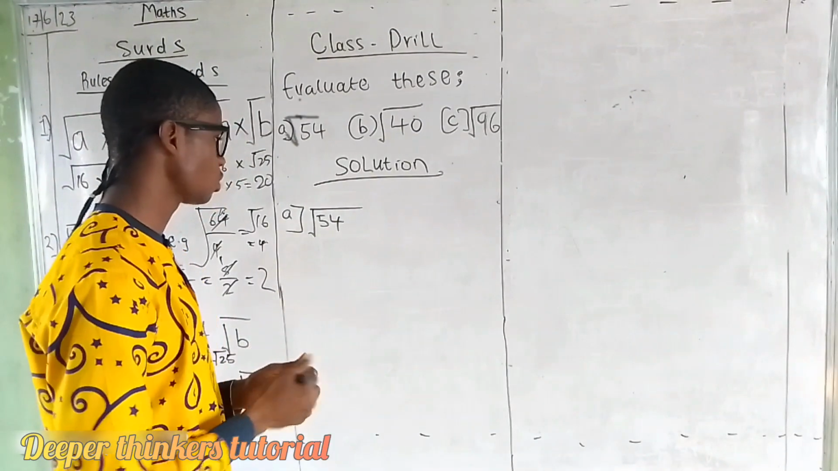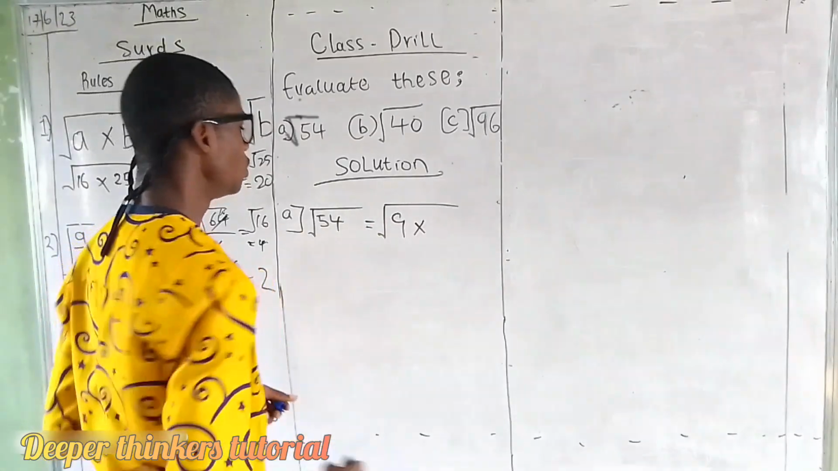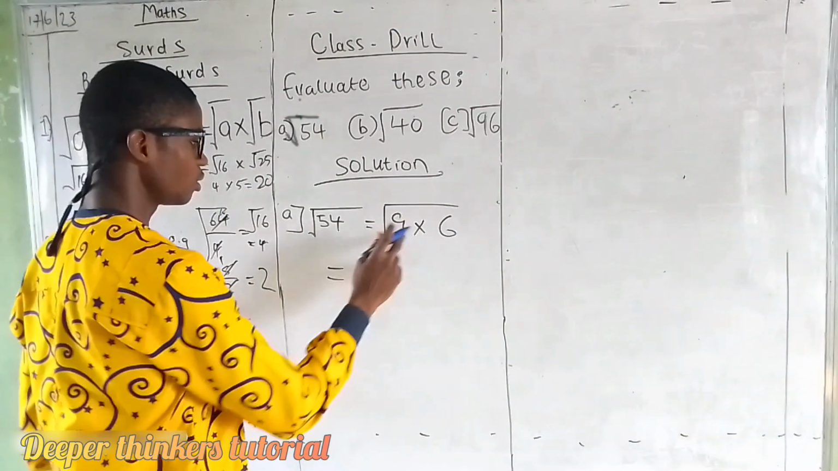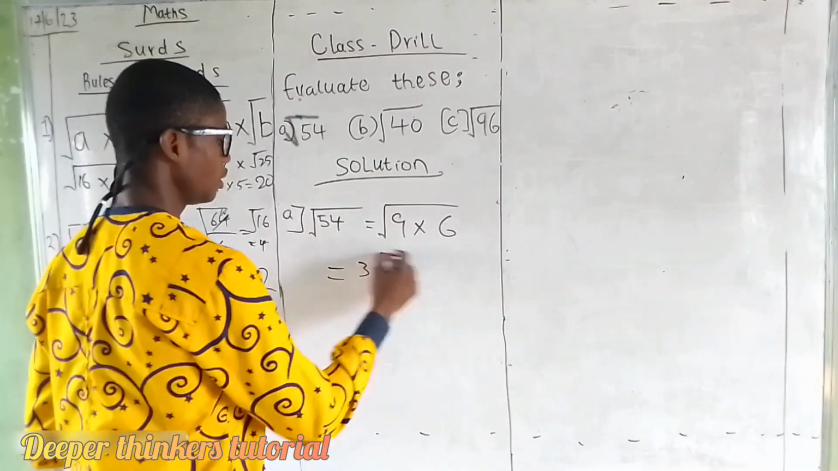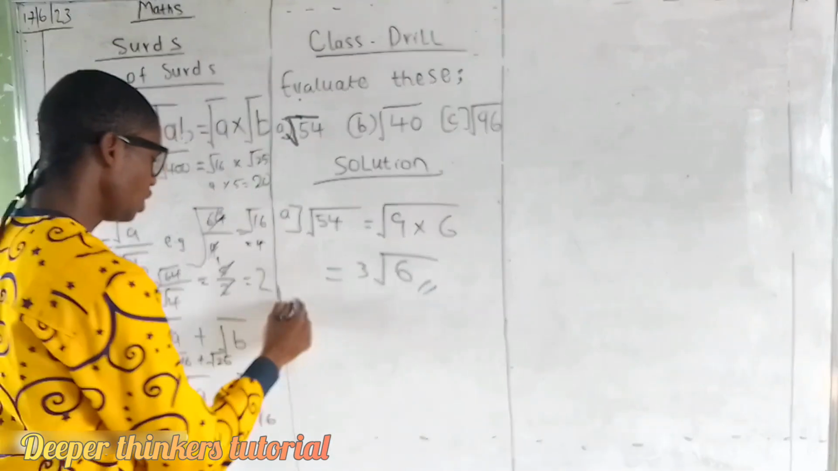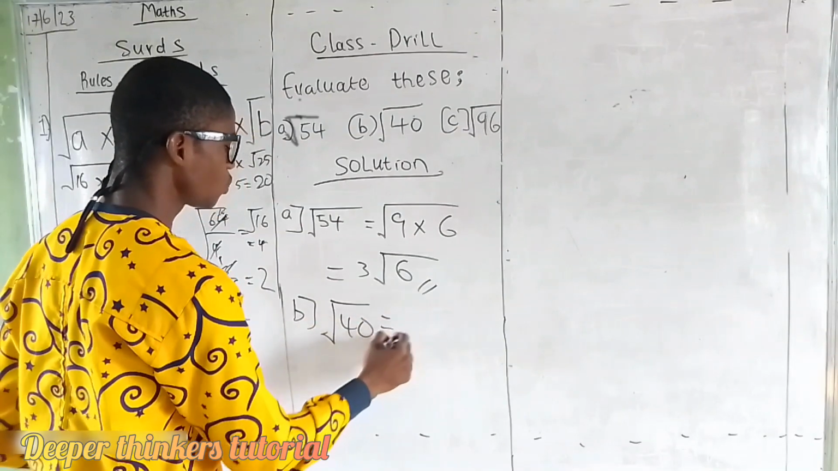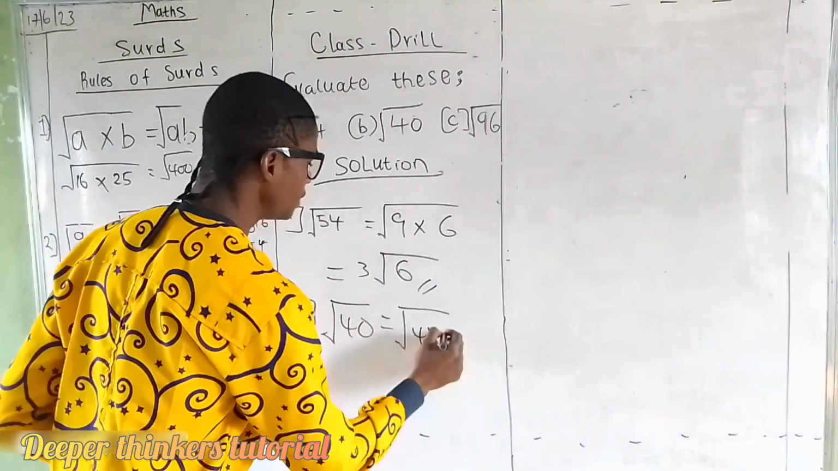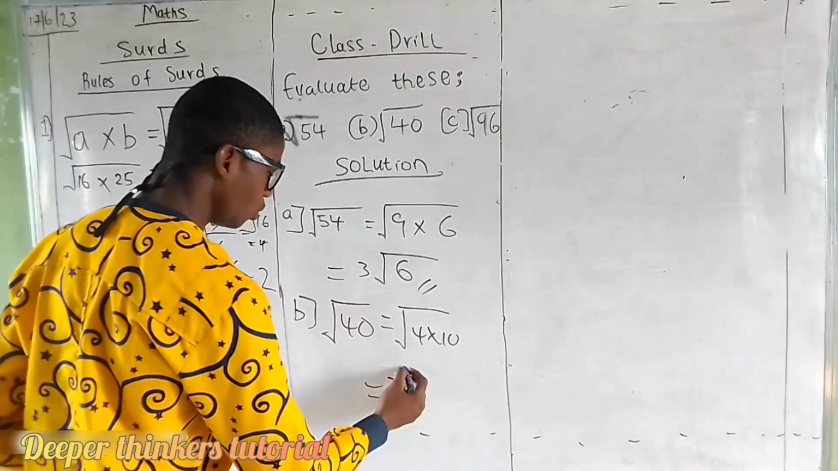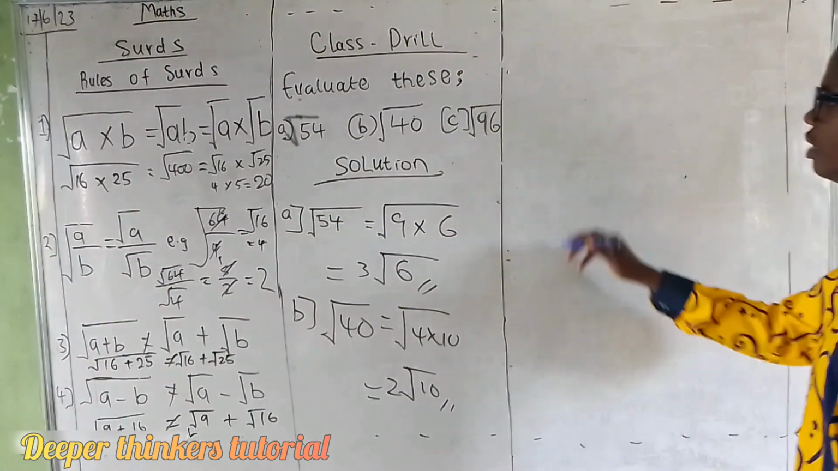The highest perfect square, actually. The highest perfect square you find here is 9, and 9 will multiply itself by 6 to get 54. Then the square root of 9 is 3, and 6 does not have a whole number as its square root. Now we have here 40. The highest perfect square here is 4. 4 multiplied by 10 gives you 40, and the square root of 4 is 2, and 10 does not have any whole number as its square root.